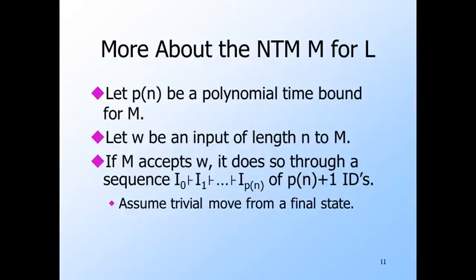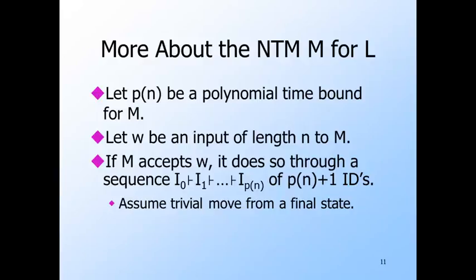This next assumption is really about how we define the next ID relation. We're going to assume that if M accepts W, then there is a sequence of exactly P of n moves from the initial ID with a final state in the last ID, and perhaps other IDs as well.